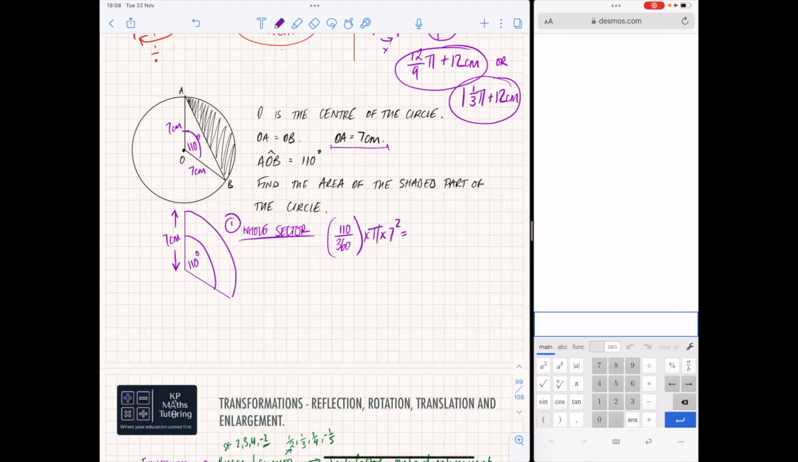So typing this into my calculator, let's get the fraction button up. 110 divided by 360, close my bracket, times by pi, times by 7 squared, which would be 49. I could type 49 there, and that gives me 47.0366. So that is the area of the whole sector.